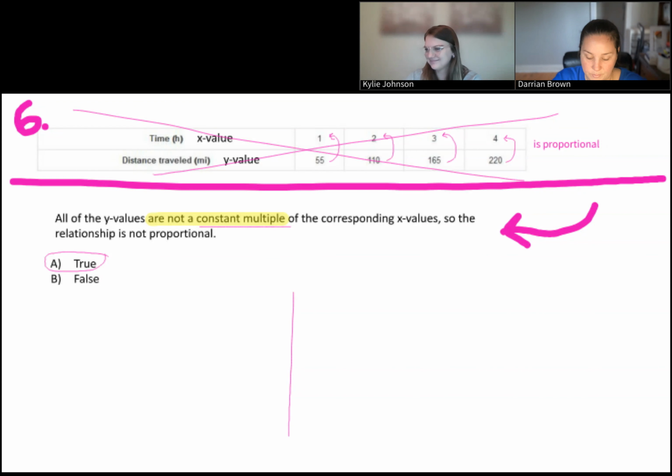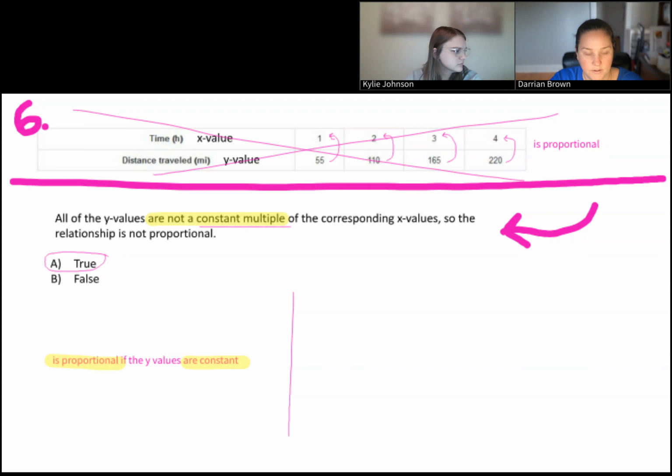So a table is proportional if, let me see how they word it. If the y values are constant. Okay. Is proportional if they are constant. I'm going to highlight those two words. Is proportional if they are constant.